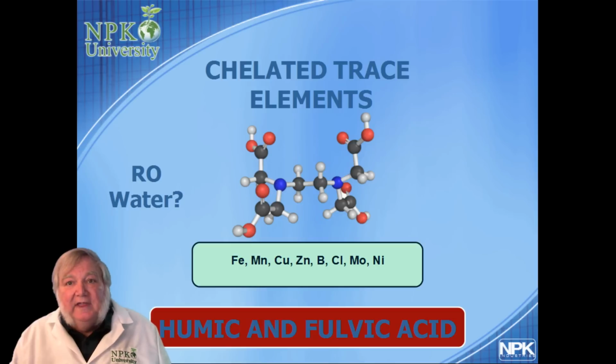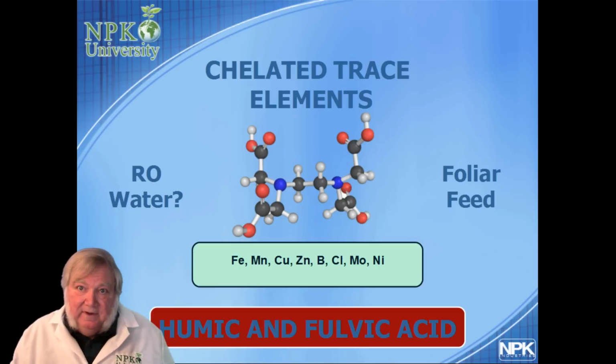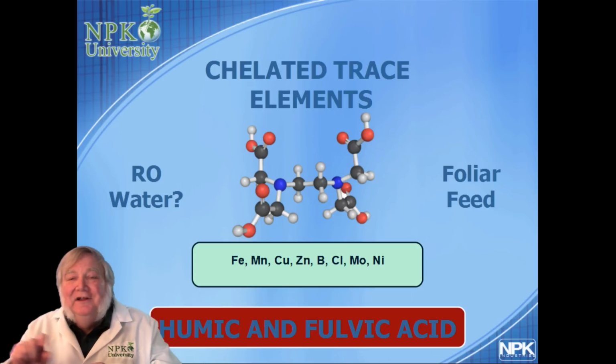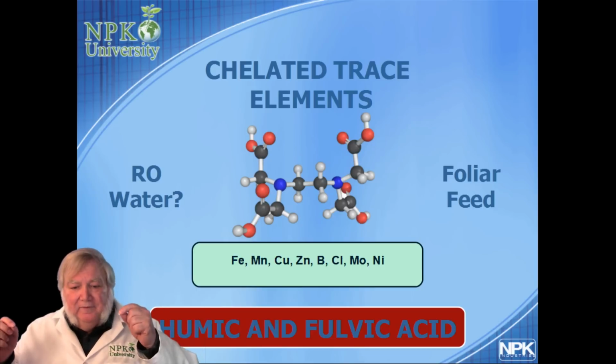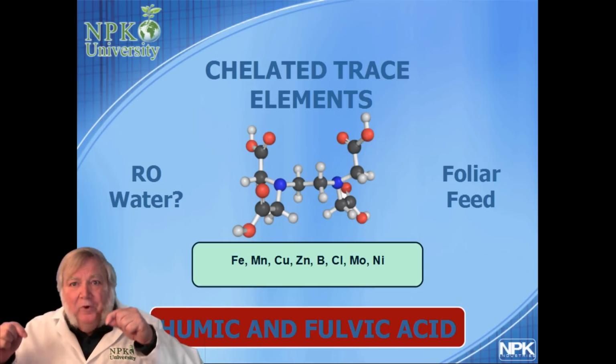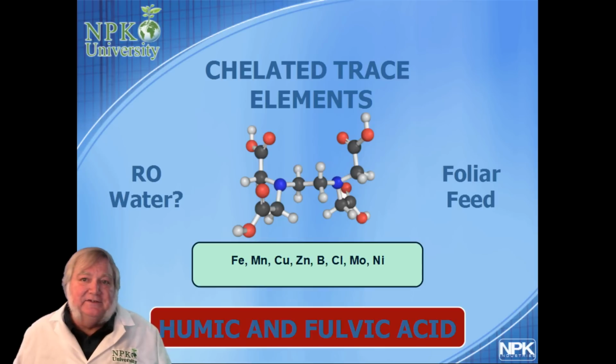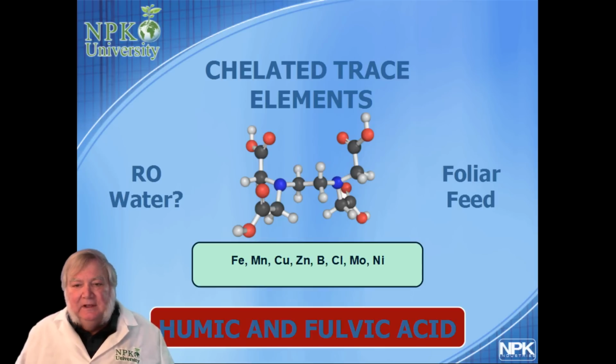Also, you can use fulvic acid as a foliar feed. So if you're seeing an iron deficiency, just spray a little bit on the leaves. The fulvic acid will transport the iron through the cell membranes, release it inside the cells where the plant needs it the most. But come back next week and we'll talk more about it.